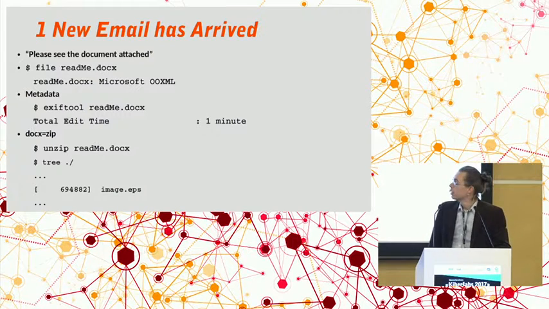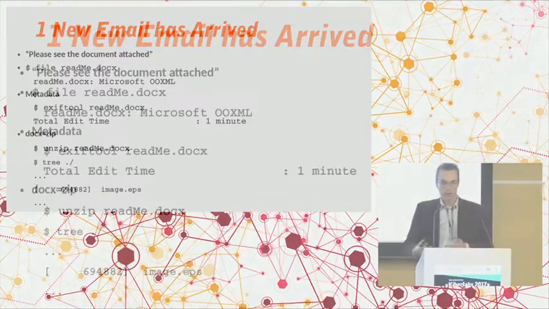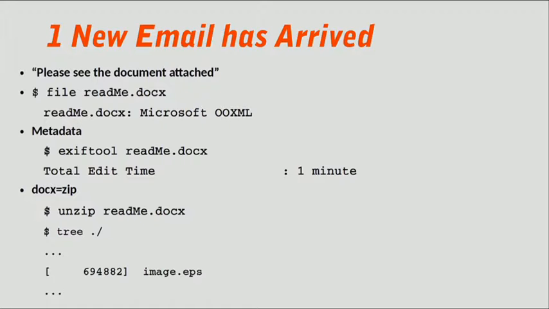Setting the scene, the incident is a spear phishing incident. One new email arrives: "Please see the document attached." I didn't investigate the spear phishing part or the email part which incites the user to click on the attachment. But there's an attachment, let's say readme.docx. Well, a docx file can be anything. Let's check out what it is.